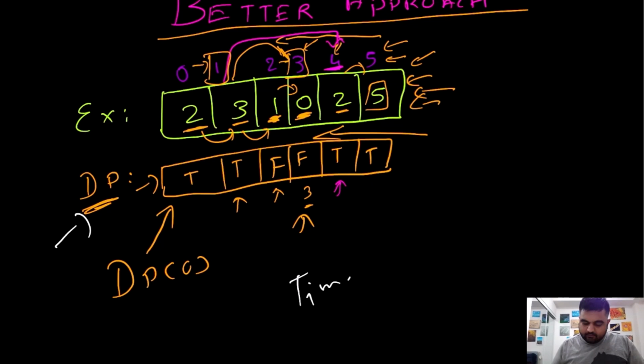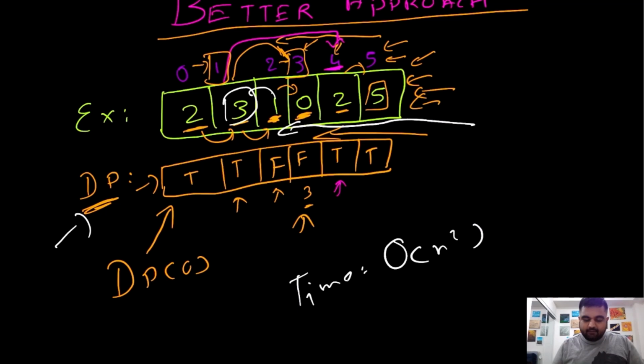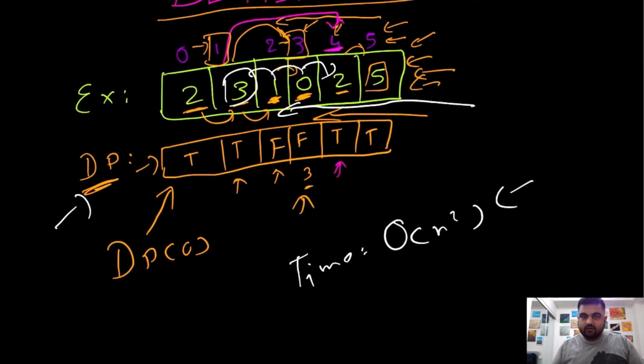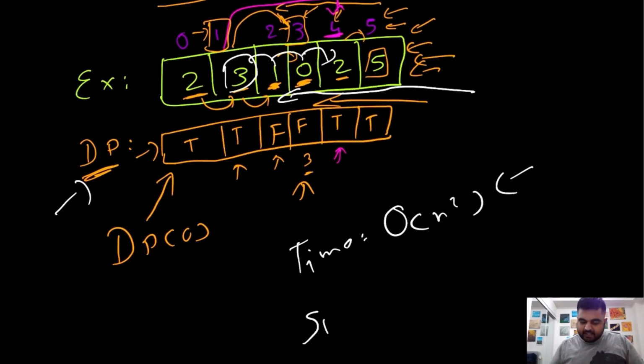Okay, so the time and space complexity for this approach would be, so the time complexity would be big O of n square, because notice that we need to do one iteration to go on for every single element, and sometimes for any given element we might have to do multiple jumps, like we did in this case of 3. So in the worst case, we might have to solve this in big O of n square time, and the space complexity would also be big O of n, because we are creating this additional DP array.